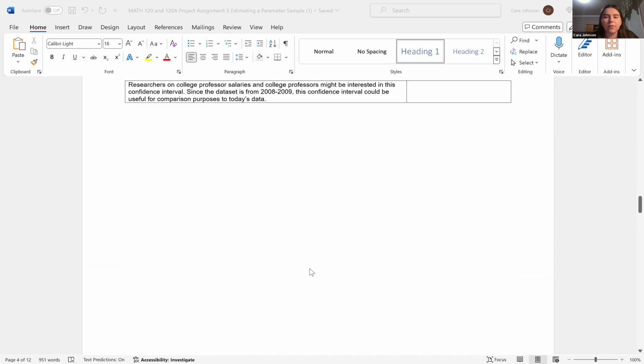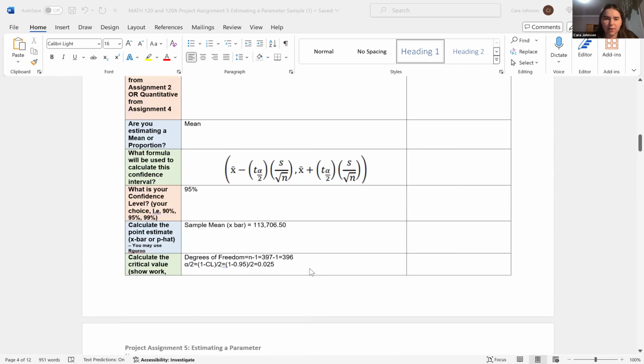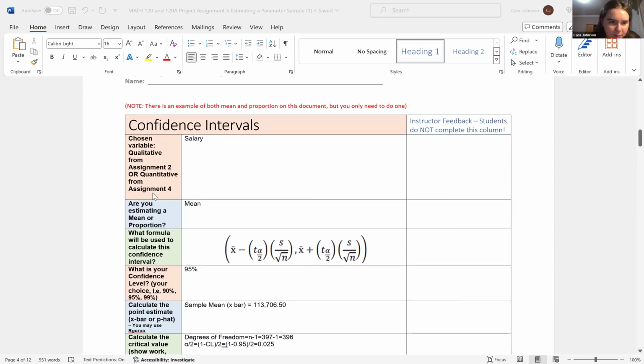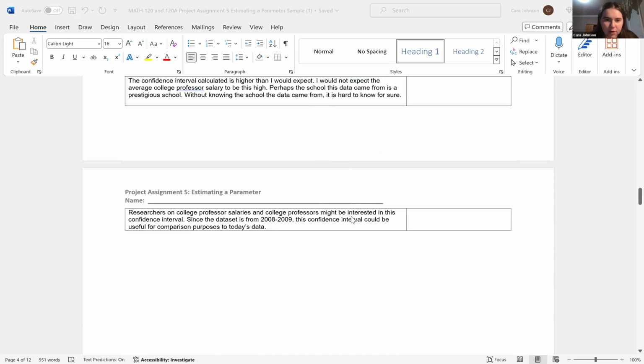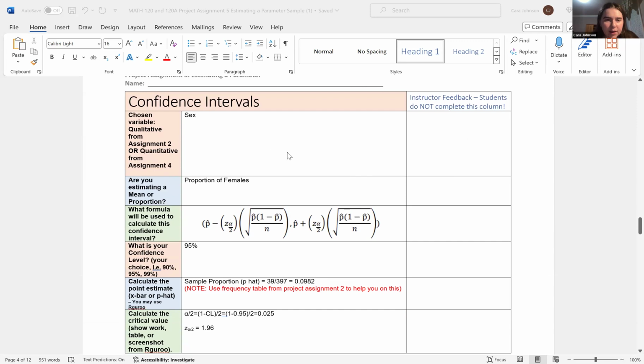All right, now remember you only have to pick one of these. So that was if you wanted to do your quantitative variable from assignment 4. If you want to do your qualitative variable from assignment 4, it'll be a little bit different. So my qualitative variable from assignment 2 is sex. If you do your qualitative variable, you're going to be estimating a proportion. And in this situation, it's going to be a proportion of females.